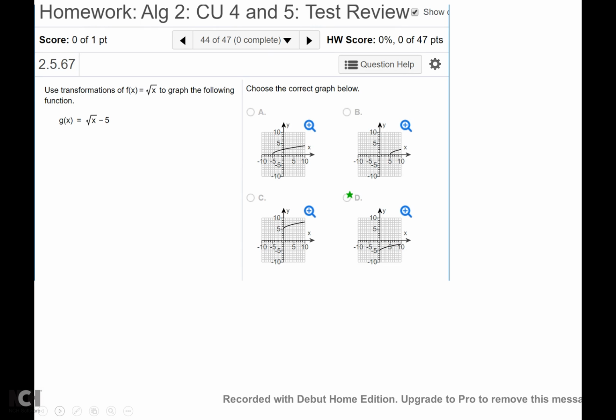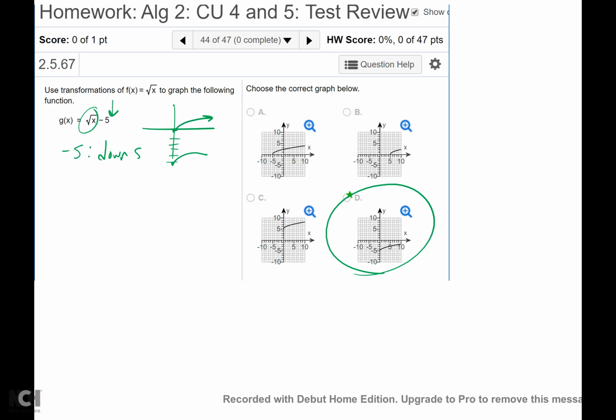In a multiple choice situation, guys, you know that that negative 5, this is the square root function, which looks like this. This is going to move it down 5 units. So you're looking 1, 2, 3, 4, 5. You're looking for a graph that looks like this, which is right there.